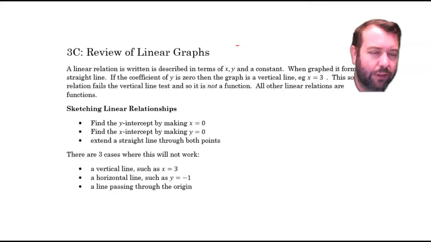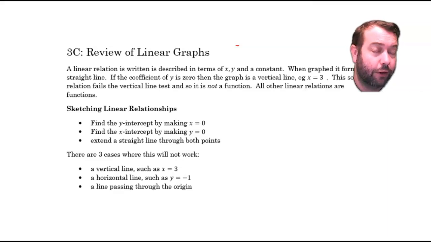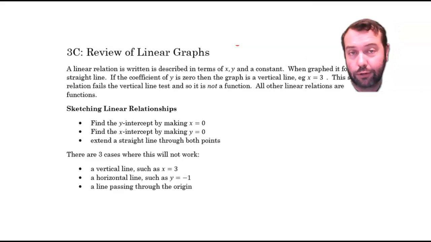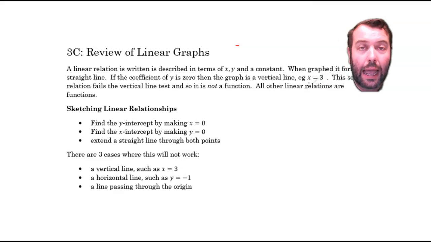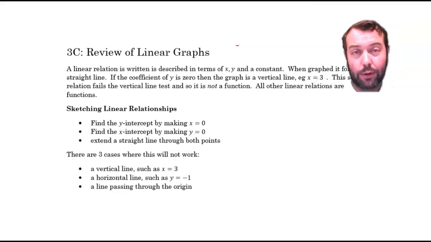There are a couple of exceptions there. Now a vertical line will only cross the horizontal axis. It won't intercept the vertical axis. A horizontal line, the reverse, right? Has a vertical intercept, but not a horizontal intercept. And a line passing through the origin really only has the 1 point, so we'd need to find a second point on that line to draw it effectively.